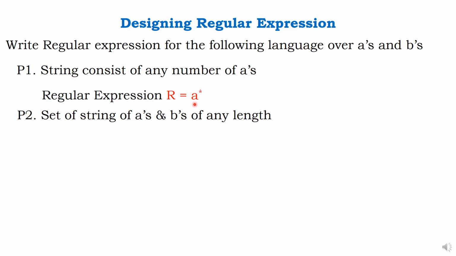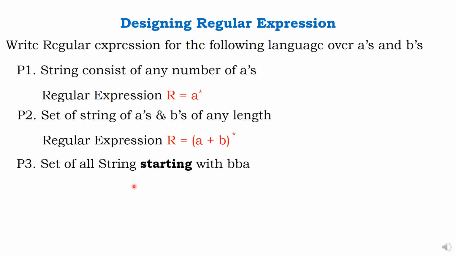See the next problem. Set of strings of A's and B's of any length. Any length means you can have A power n, something like this. Okay. A and B means either A or B. Hello sir, only one. But I need any length. So go for star. Okay. So any number of times you can repeat.